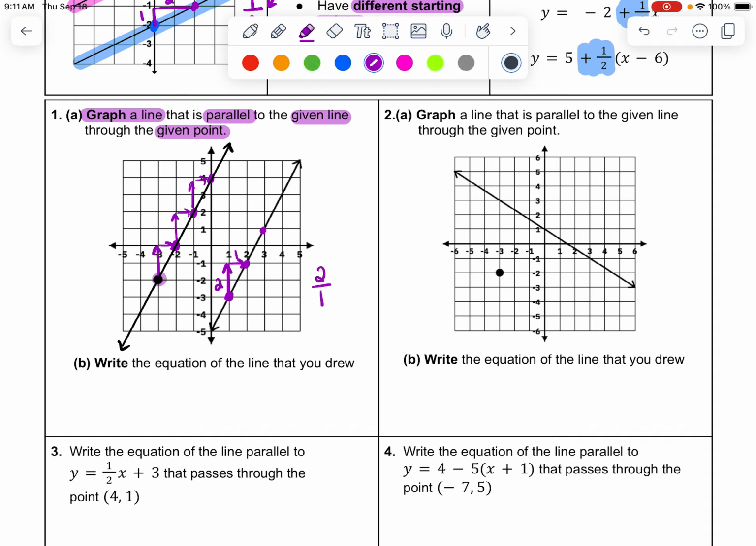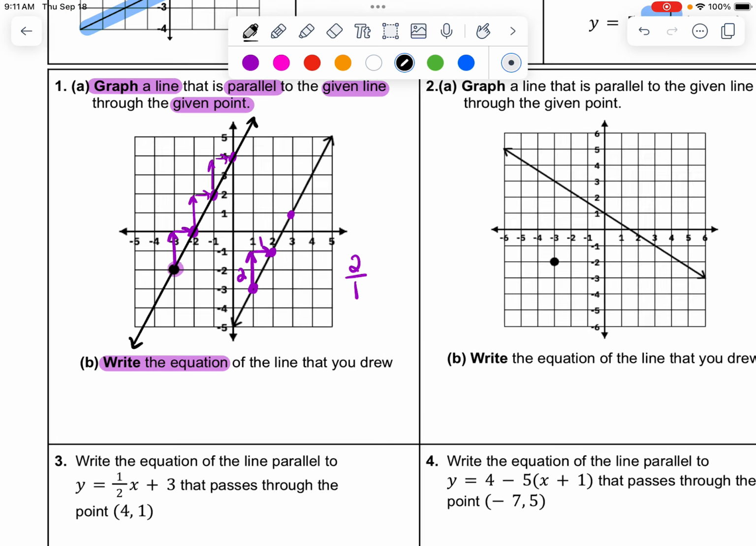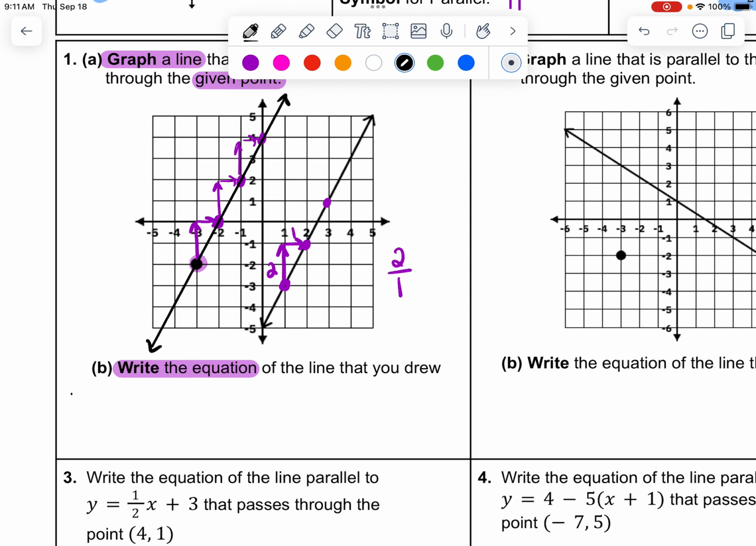Now, the second part of this question says, write the equation of the line that you drew. In order to do that, we're going to need to identify the key features. So we're going to need a point, and we're going to need a slope. We already know the slope because it should be the same as the slope for the other line. We also need a starting point. Now, the starting point in this problem was this point that I had to draw my line through, and that point has the coordinates -3, -2.